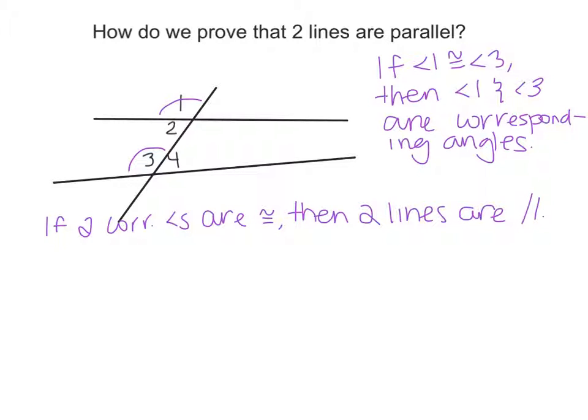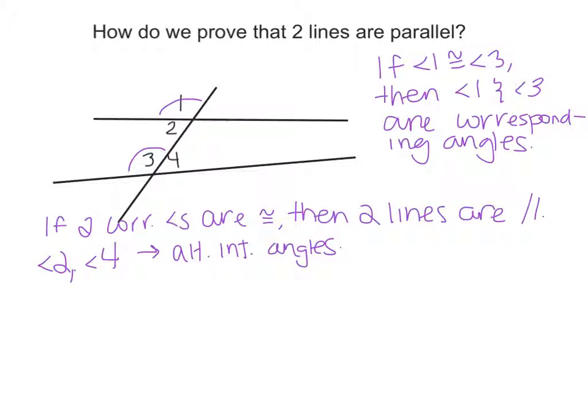Okay, so this is going to be backwards from the last lesson. All right, let's look at angles 2 and 4. What kind of angles are those? You're right. These are alternate interior angles. So all of our theorems from yesterday hold true. So if two alternate interior angles are congruent, then we have two lines that are parallel.